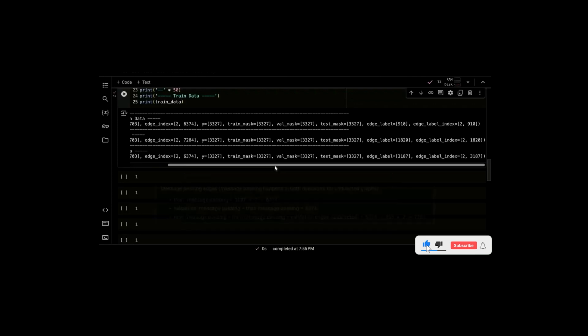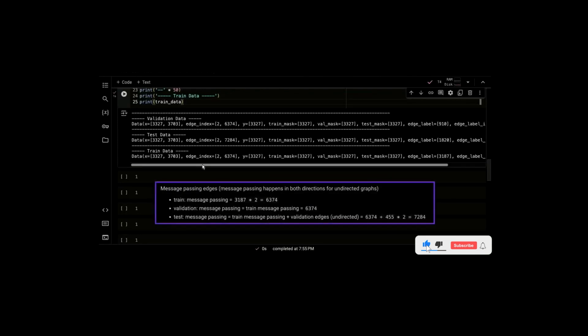Now, let's go back and explain one last bit, which I skipped over early on. We have the edge index here for the validation, test and training data. Why are these edge indexes different from the edge label indexes that we looked at? The edge index represents those edges along which messages can be passed during graph neural network training. For undirected graphs such as this one, messages can be passed in both directions. We saw that the number of edges in the training set is 3,187, but the number of message passing edges is 3,187 multiplied by 2, equal to 6,374, and that's where you get the number of edges in the edge index for the training data.